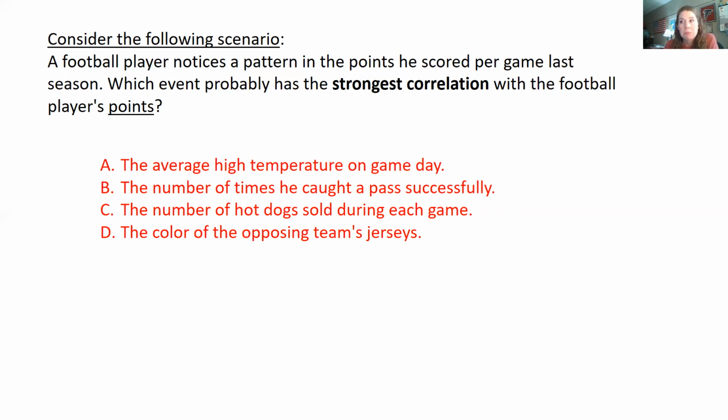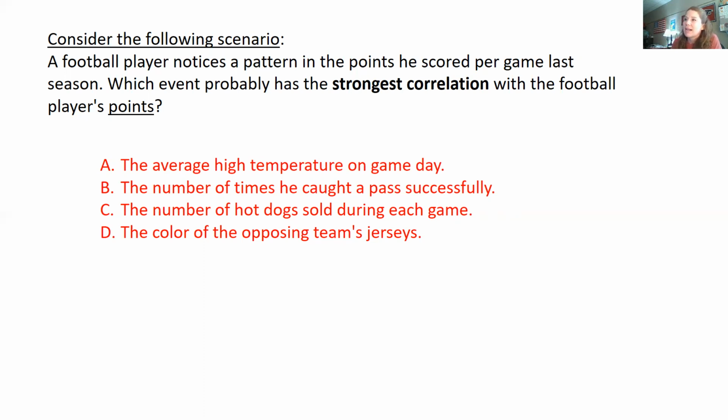So would there be a positive correlation between his points and the average high temperature on game day? The number of times he caught a pass successfully? The number of hot dogs sold during each game? Or the color of the opposing team's jerseys? So we could definitely get rid of 3 of those, which means that the strongest positive correlation between his points has to do with the number of times he caught a pass successfully, right? So the more he catches successful passes, the more touchdowns he can make.